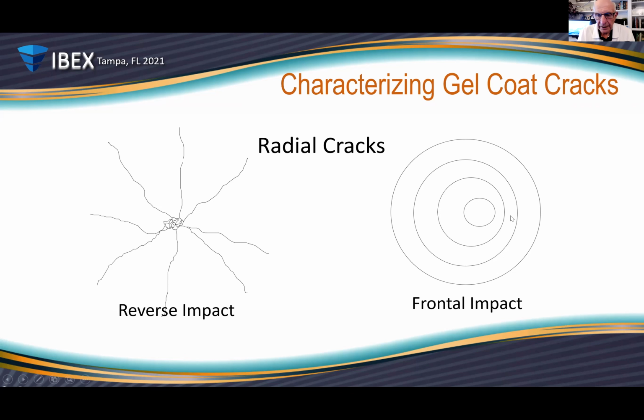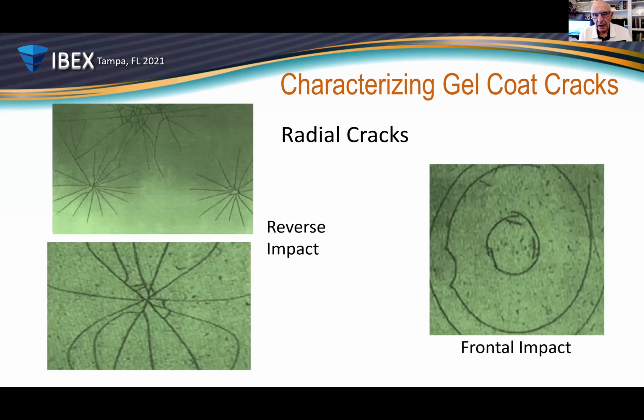Conversely, if you see this kind of crack, you know that it has been some sort of a frontal impact crack. So understanding these characteristics of cracks gives you an idea of the forces that are involved, and then that directs how you're going to go about doing a repair, or at least what you know about what created those cracks. These are real life shots of reverse impact and frontal cracks.